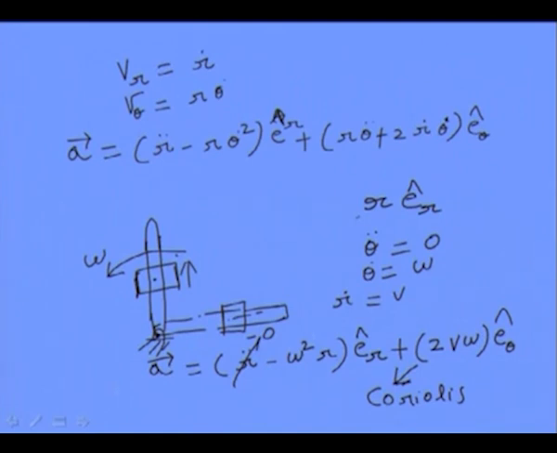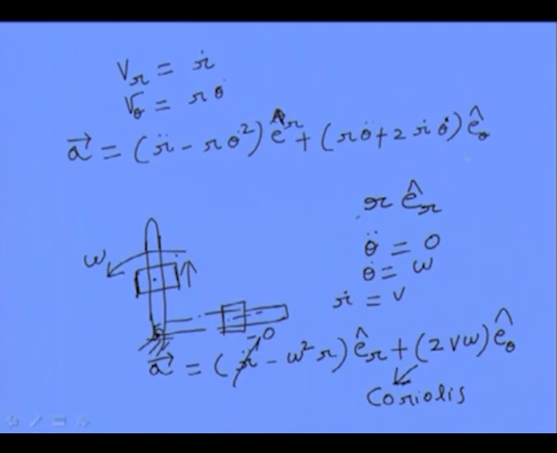So in general, there are 4 components here: R double dot, that is basically dV by dt, then you have the centripetal portion, then R theta double dot, which comes due to angular acceleration, and then there is a Coriolis component of the acceleration.